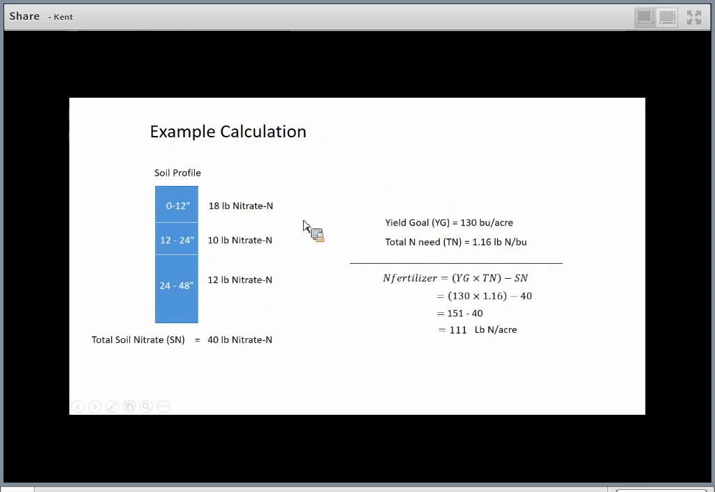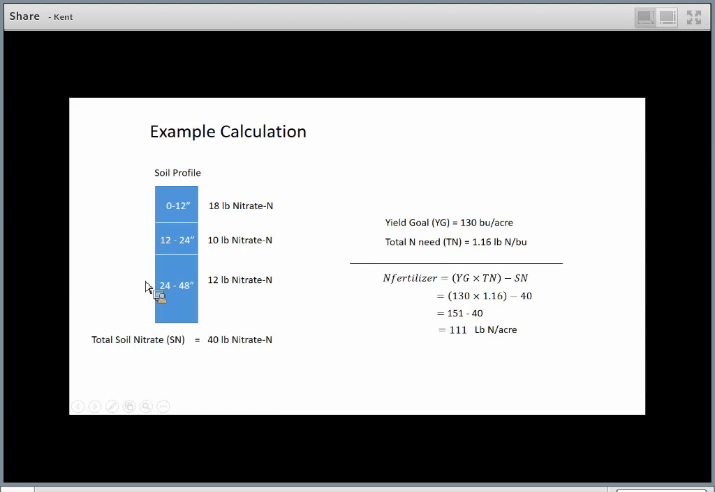An example calculation then for doing this is, let's say your soil test came back and you had 18 pounds of nitrate in the 12-inch depth, 10 in the 12 to 24, and 12 in the 24 to 48. That totals 40 pounds of nitrate nitrogen. A yield goal 130 bushel. 130 bushel times 1.16 would be 151. Minus this 40-pound credit would mean you'd want to fertilize that with 111 pounds of nitrogen per acre.